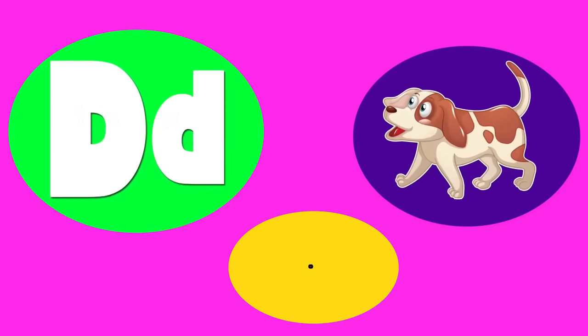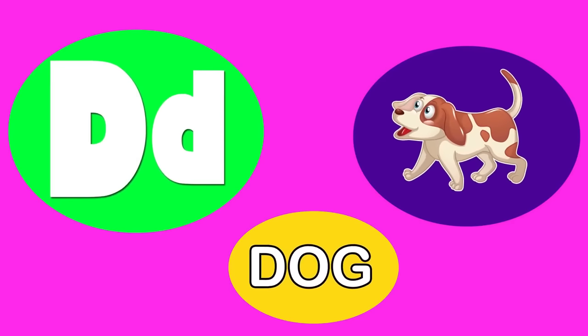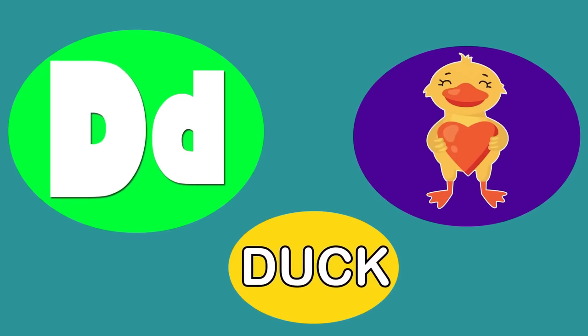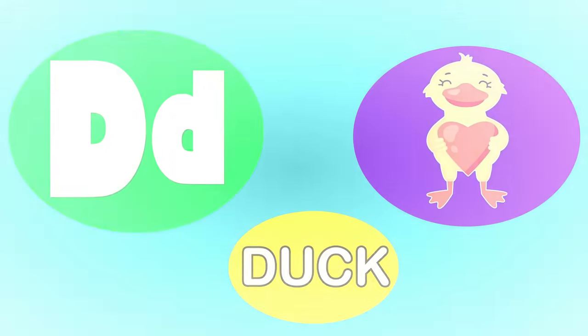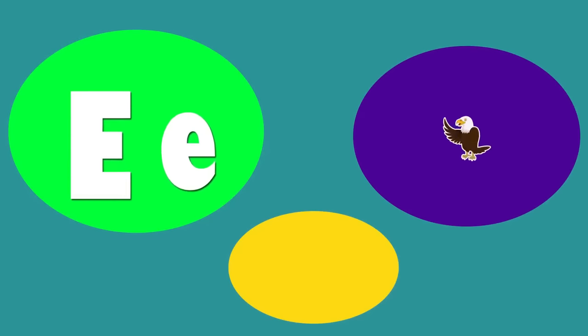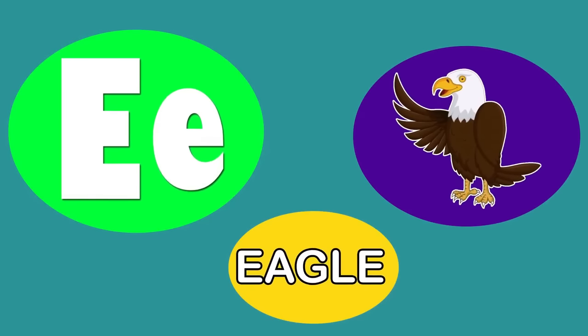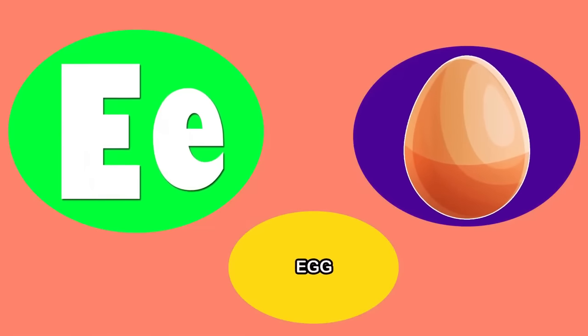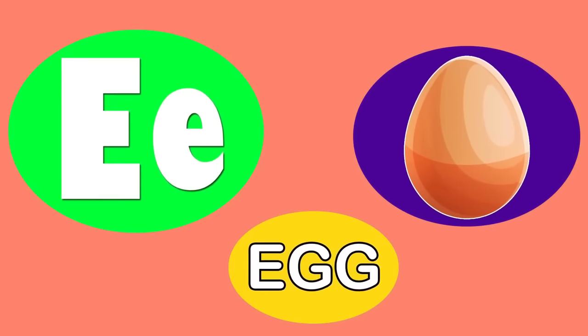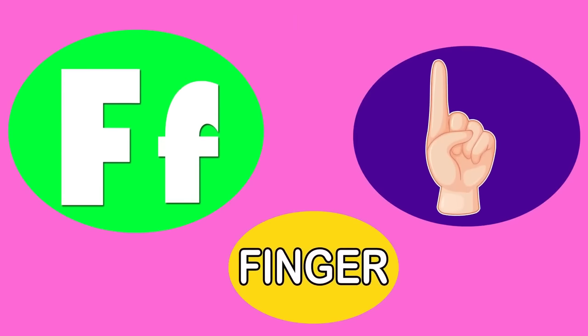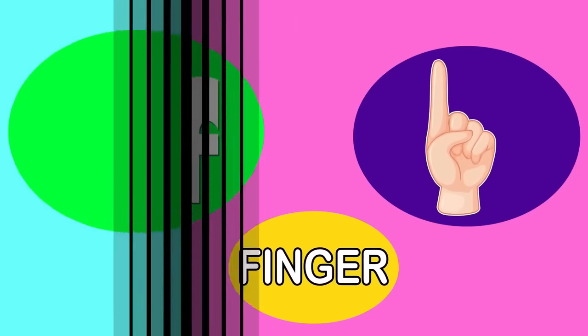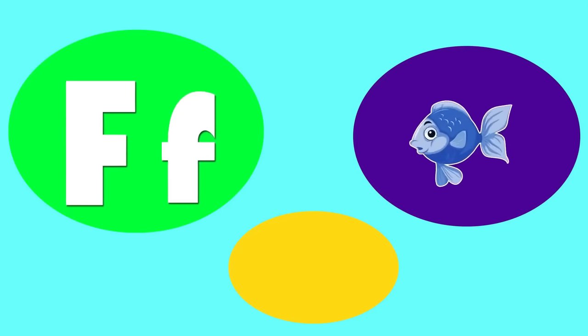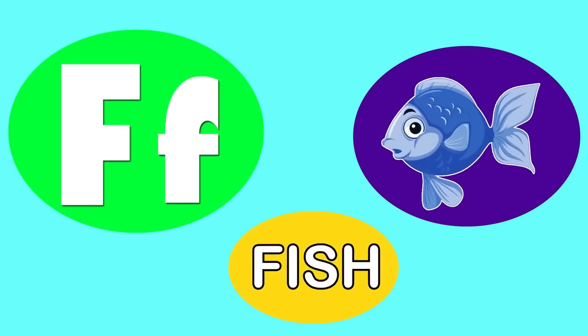D for dog, dog. D for duck, duck. E for eagle, eagle. E for egg. F for finger, finger. F for fish, fish.